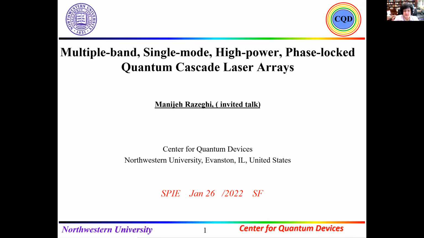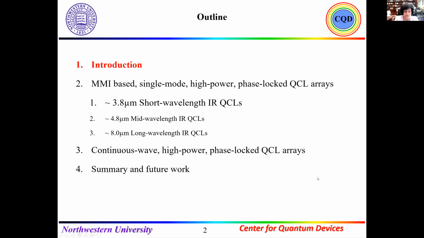So the objective of my talk is the following: the introduction and the results for the phase lock 3.8 and 4.88 micron continuous phase, and the summary and future.